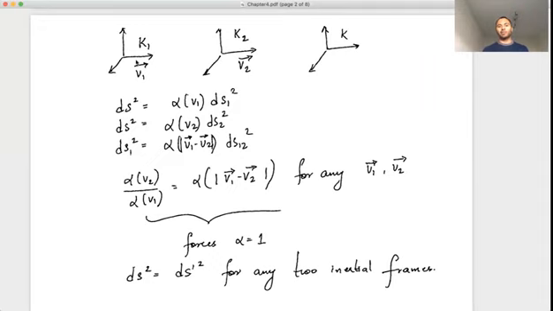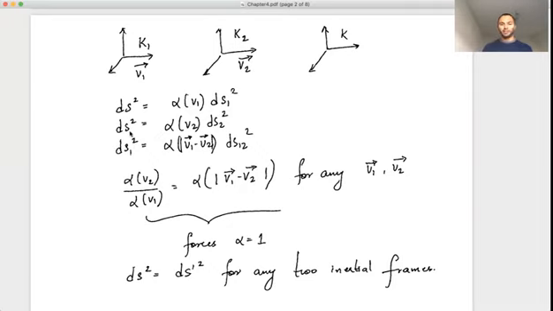So just imagine that you have 3 frames. One frame is k. Another frame is k1, which is moving with velocity v1 with respect to k, and k2 is the third frame, moving at velocity v2 with respect to k. Okay, so I'm going to write again the equations for the interval. ds square is the interval in frame k. It's going to depend on the interval measured by your friend in frame k1 times this scalar value alpha, which is going to depend on v1, because v1 is the velocity difference between the two frames.